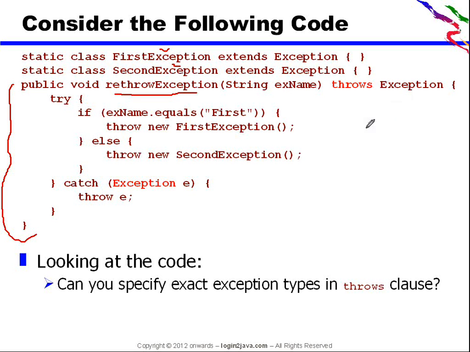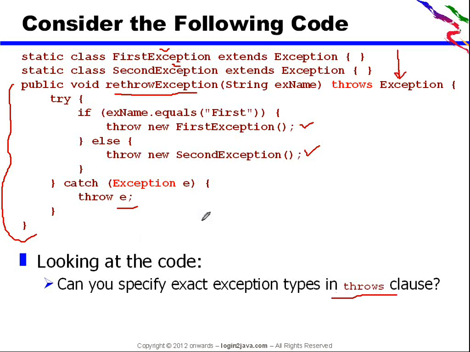So we throw exception. This is basically the base class, and there are several conditions or code where you can throw this first exception, second exception. You can catch some exception other than these and throw the exception, and even these exceptions also. So looking at the code, can you specify the exact exception type in the throws clause? Just think over it. Can you specify the exact exception type in this code?